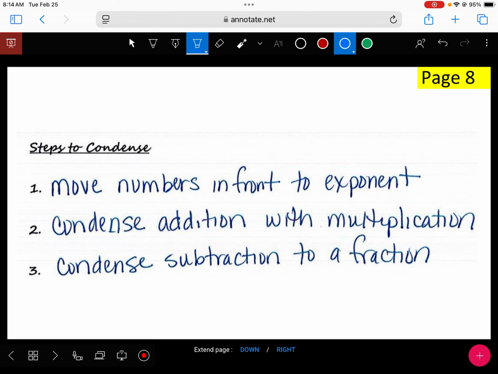The first thing we're going to do is move numbers that are in front and make them an exponent. The second thing we're going to do is look for addition and change that to multiplication. And the last thing we do is change subtraction to a fraction. So numbers in front become an exponent. Then addition is going to change to multiplication. And then subtraction is going to change to a fraction.